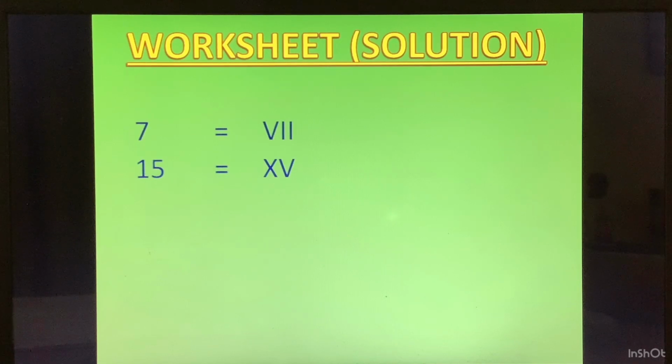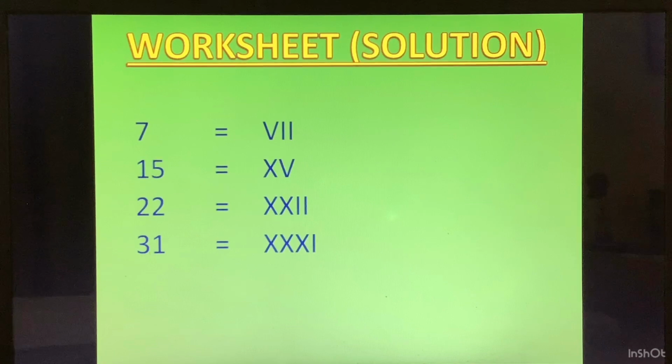15 is 10 plus 5. X, V. V is on the right of X. 22, 20 plus 2. 20 is XX and on its right we have II. So the number becomes XXII. 31. 31 is 30 plus 1. 30 is XXX and 1 is I. So XXXI. 39. 30 is again XXX plus 9 and 9 is written as IX. So the number will become XXXIX.